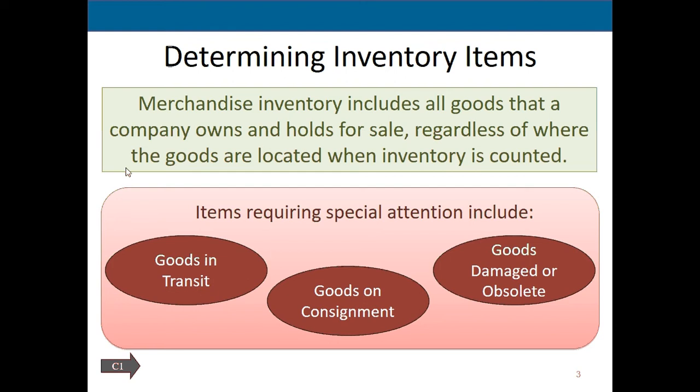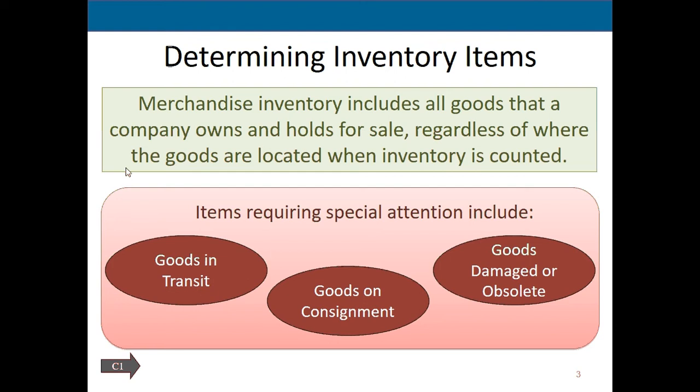So the first thing I want to talk about just real quickly is how do we value our inventory? And this goes back to the cost principle in accounting, and that is that merchandise inventory as valued on our books includes all goods that the company owns, holds for sale, regardless of where the goods are located when the inventory is counted. So that's about the location and who has possession. It doesn't matter if you've paid anything for it, it doesn't matter where it is, whose possession it's in, it's yours and it's valued on your books.